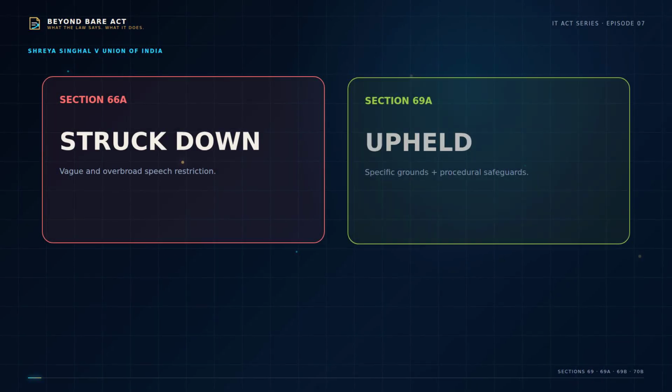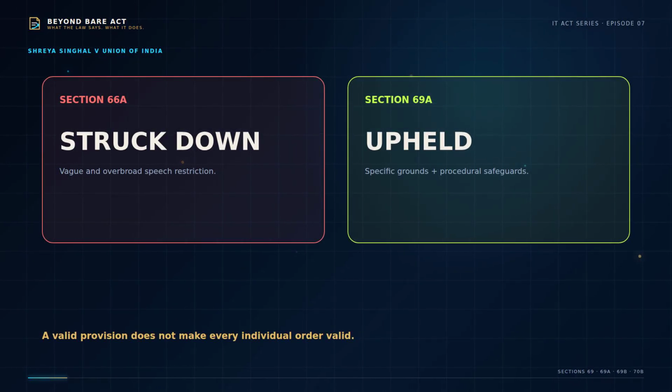In Shreya Singhal versus Union of India, the Supreme Court struck down Section 66A, but upheld Section 69A and the blocking rules. Why the different result? The court treated Section 69A as tied to specific grounds and supported by procedural safeguards, written reasons, committee scrutiny, an opportunity to be heard where the originator or intermediary is identified, review, and the availability of a constitutional challenge.